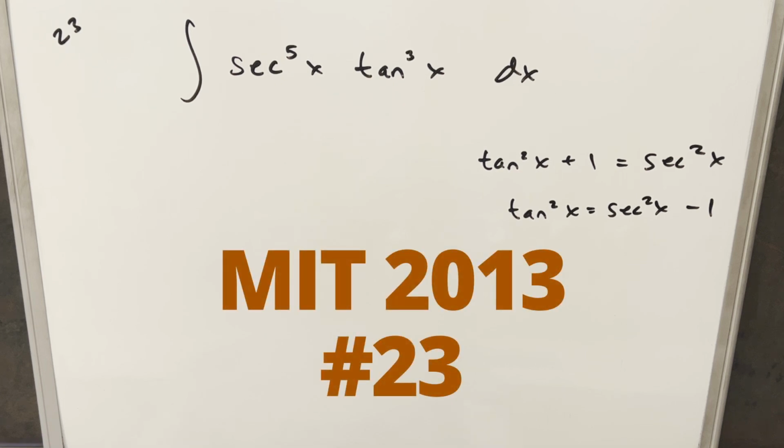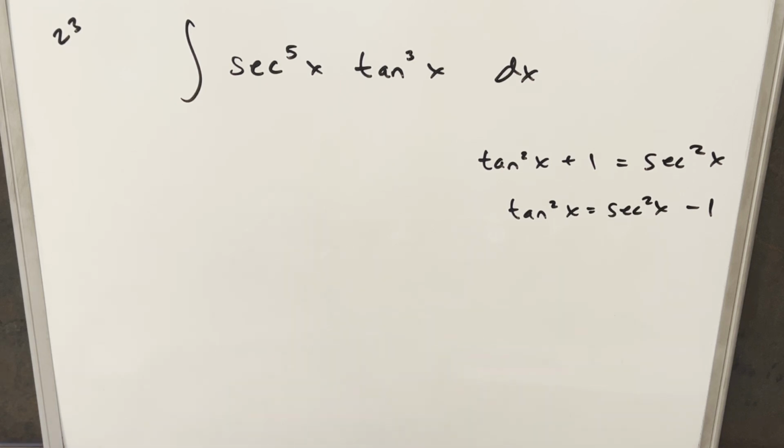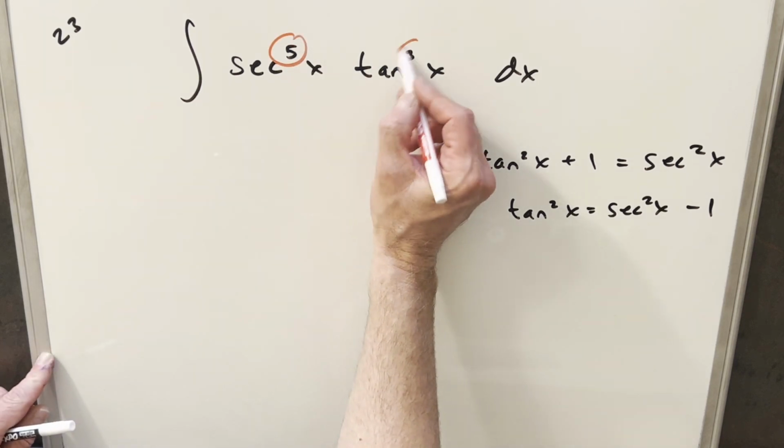Okay, we have here today another integral from the MIT Integration Bee 2013, problem 23. We have the integral of secant to the fifth x, tan cubed x, dx. Okay, now this is the kind of integral you see a lot in calculus class. It's a very common situation where we're dealing with secant and tangent. They work well together. And this is going to be the case when we have odd exponents.